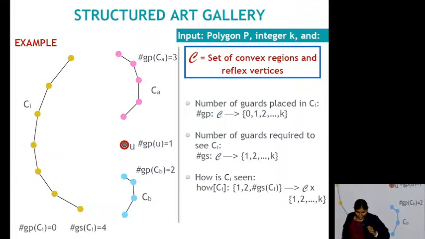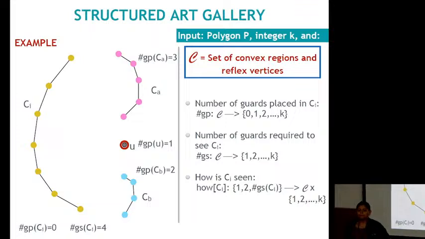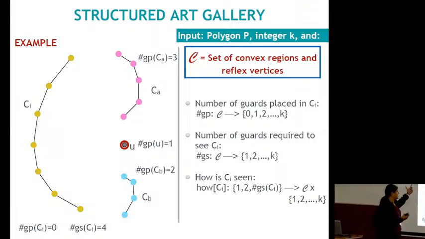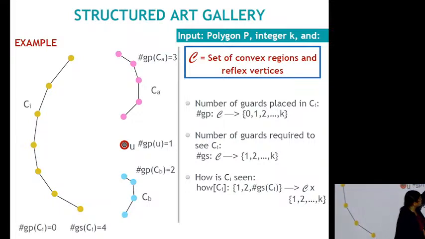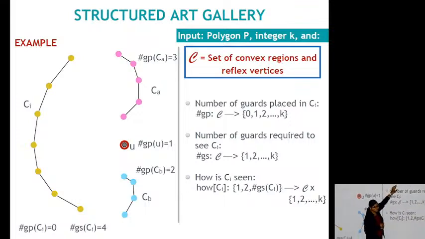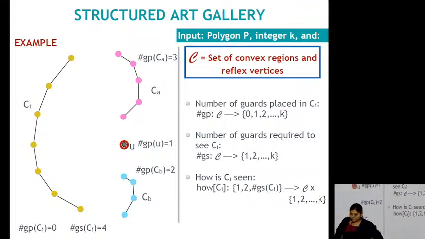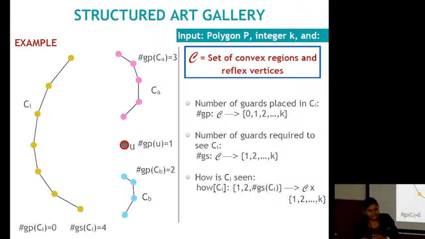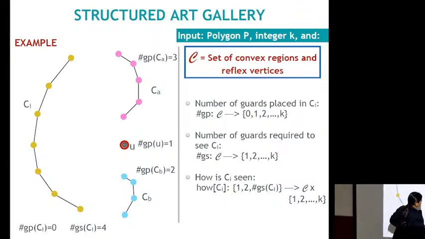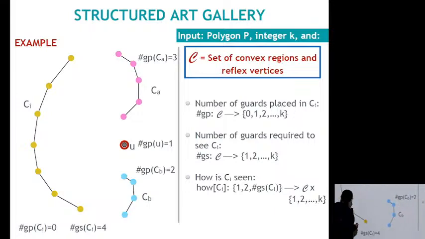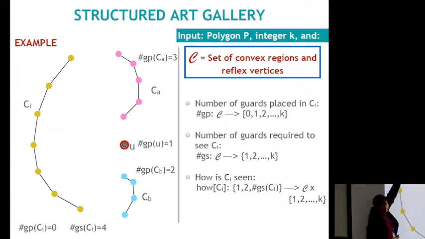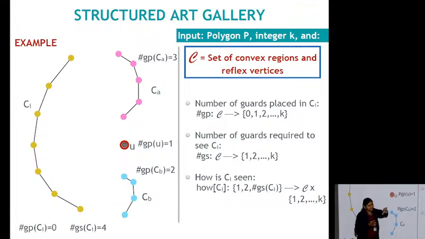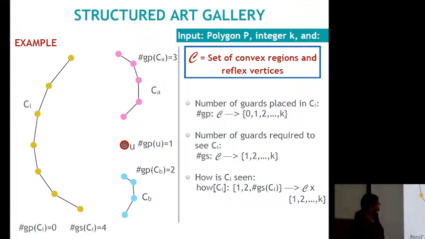So the first function that I will have is the number of guards placed in each of the convex regions and reflex vertices, if at all we place guards on the reflex vertices. This function #GP gives us the number of guards placed in the convex region or reflex vertex. Of course, when it is a reflex vertex, it should be either 0 or 1, but anyway, it doesn't matter. Suppose here #GP(Ci) is 0. For this convex region, we'll not be allowed to place any guard. Here #GP(CA) is 3, so we will be placing 3 guards, and so on.